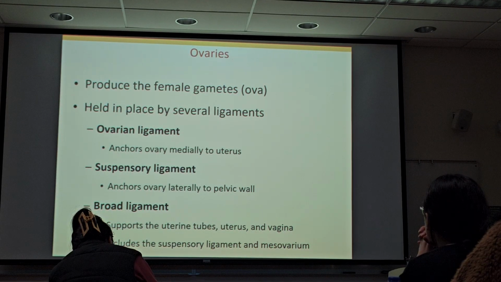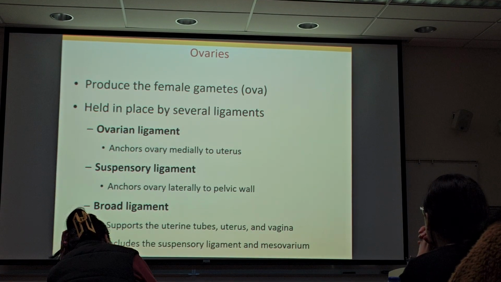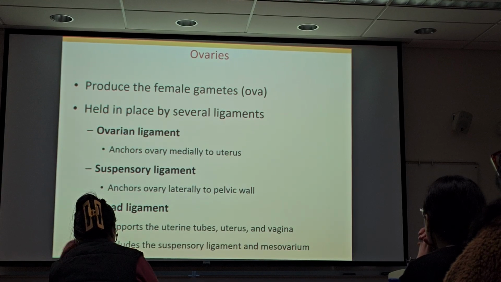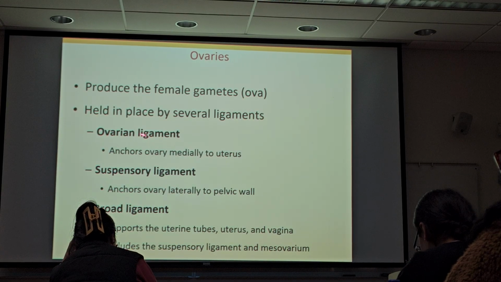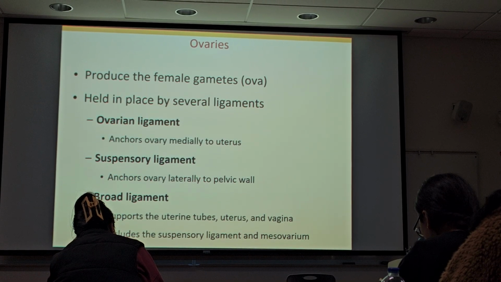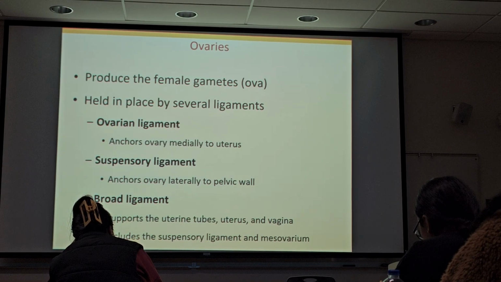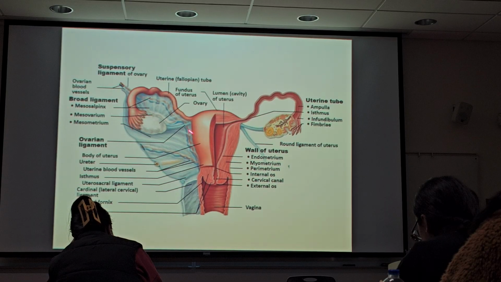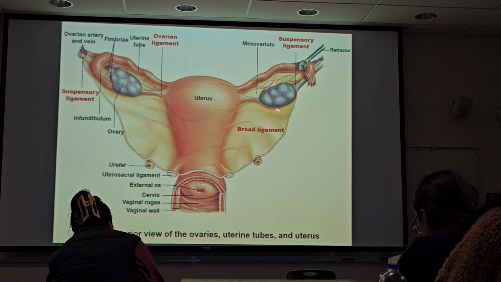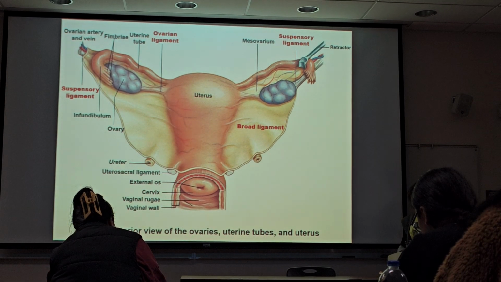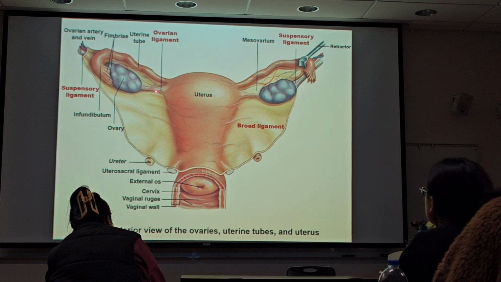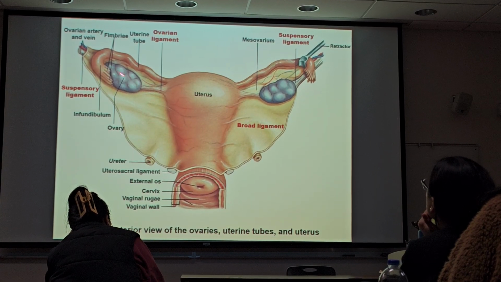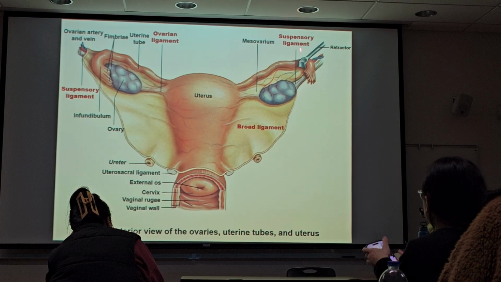So there are a lot of ligaments here that help to anchor the uterus to the body wall, and help to anchor the ovaries to the uterus, as well as to the body wall. The broad ligament covers the entire uterus so that it can't move. It holds it in place so it cannot move. The ovarian ligament helps to anchor the ovaries to the uterus. And then the suspensory ligament anchors the ovaries to the pelvic wall.